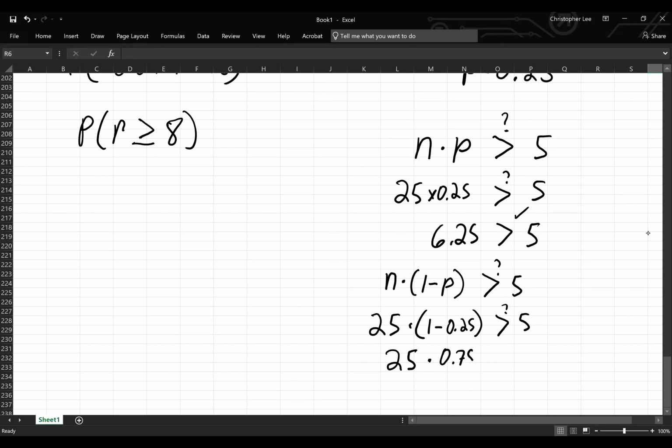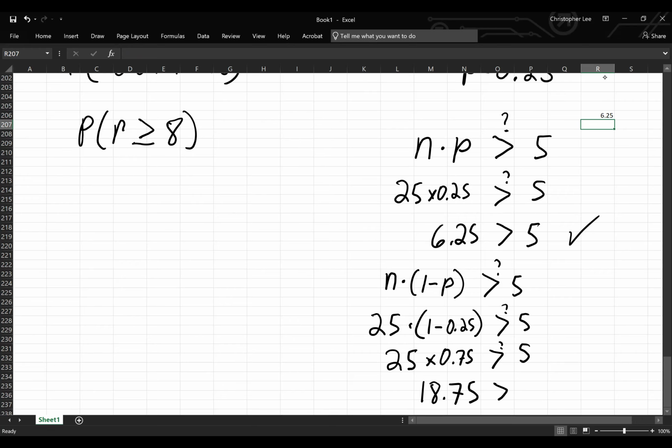So what's 25 times 0.75? It's 18.75. Okay, so we're good then. So we can actually use this to approximate a normal distribution.